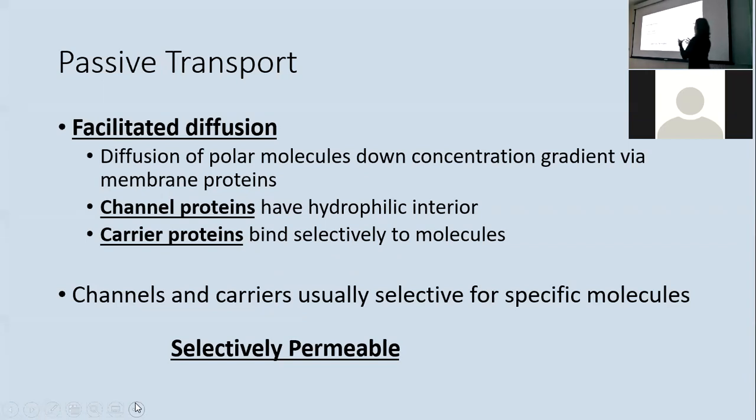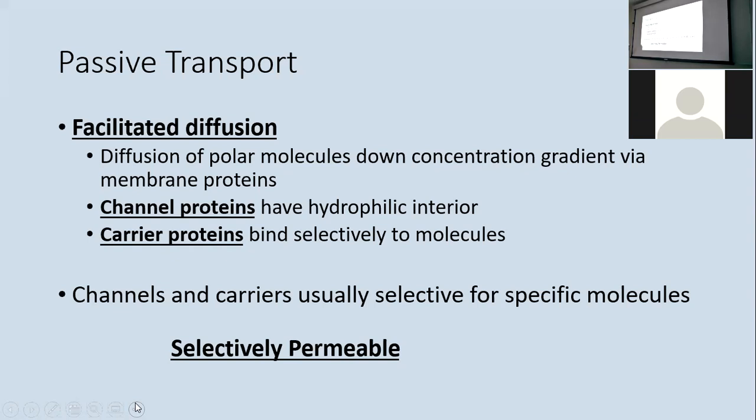Even though channel proteins are open, they're still a bit selective, right? So whether it's a channel protein or a carrier protein, they tend to be designed for specific kinds of molecules. This plays back to the idea that these membranes are selectively permeable. Only nonpolar things can naturally diffuse through them, but we've also got proteins that will bring polar things in, but only specific polar molecules or charged molecules.